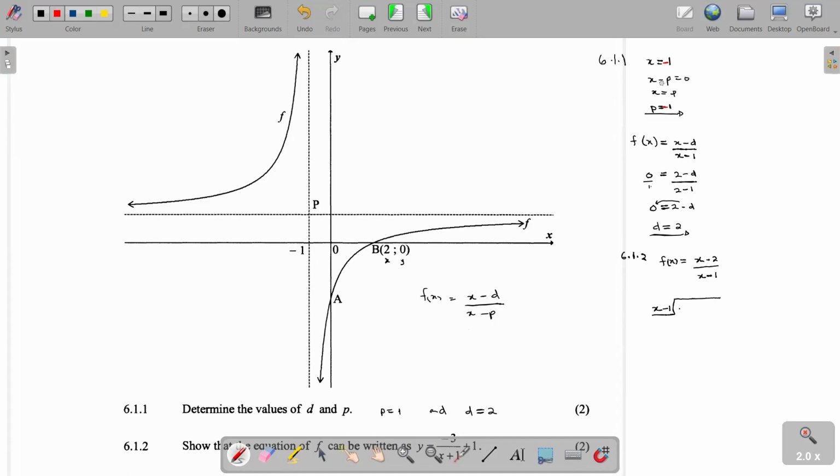So when you substitute, our p is -1, not +1. When you substitute -1 here, it means it's going to be x minus -1, which gives us +1. So on our denominator, it's x plus 1.